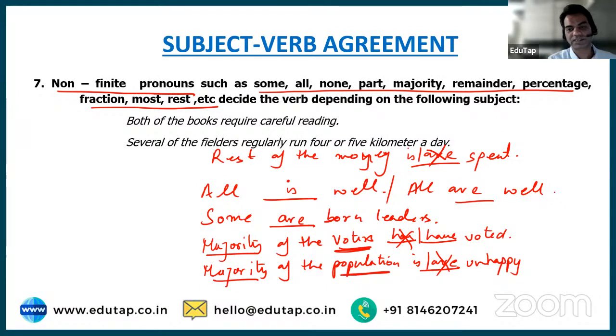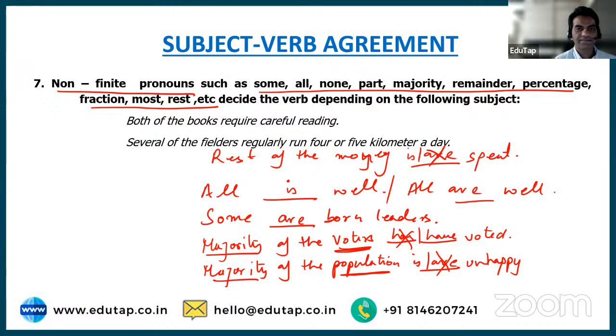But rest of the students, what would you use? Rest of the students has left or have left. So guys, basically remember these words: some, all, none, part, majority, remainder. Now, what do you mean by percentage? If I say 10% of India is uninhabited or are uninhabited. Now let me see how well connected you are with your concepts. Very good, Diana, Uttam, Purvi, very well done.